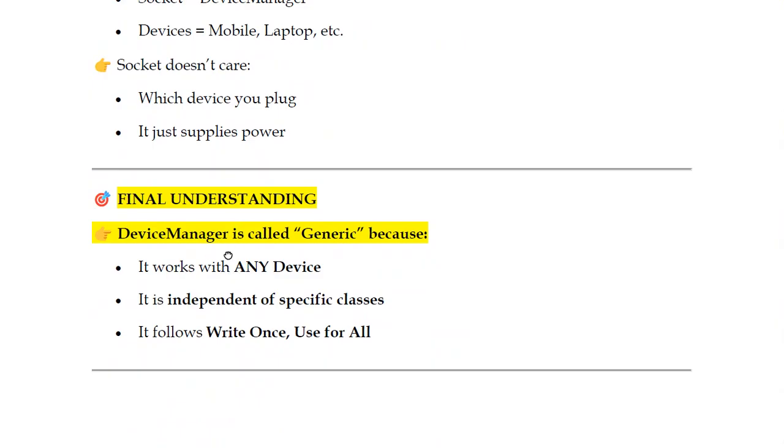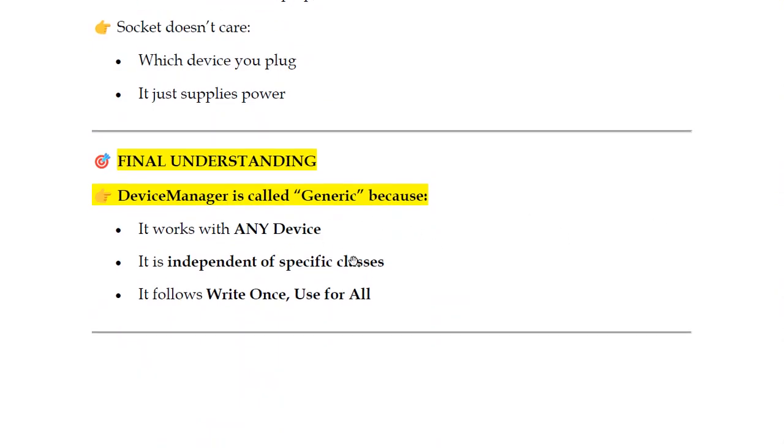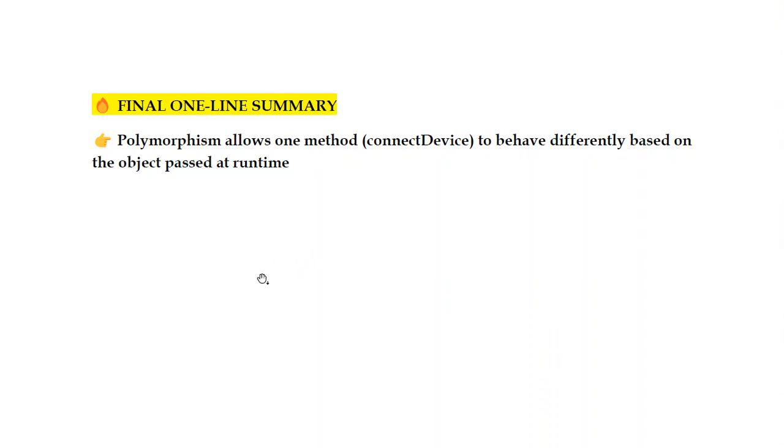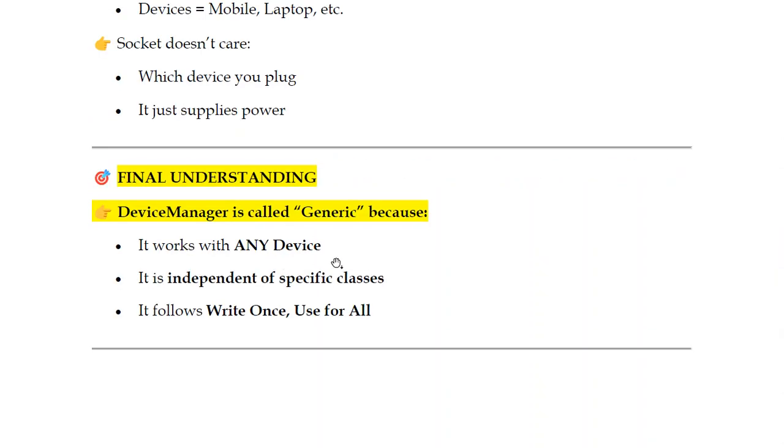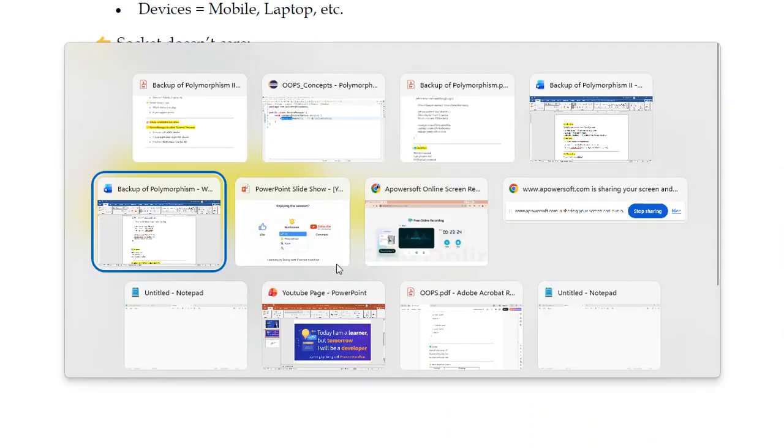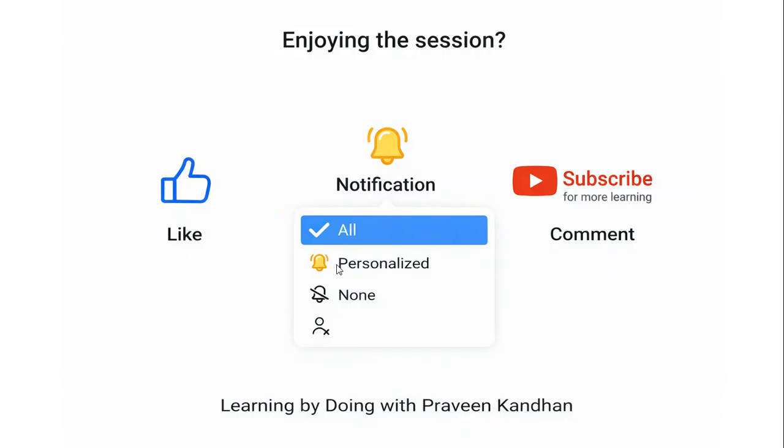So, final understanding: DeviceManager is called generic because it works with any device. It is independent of specific classes. You write it once and it is used for all. Now the important thing, match the definition. Polymorphism: one method, connectDevice, behaves differently based on the object at runtime. Final summarization: I know this session is too long, but it's very important. If you clear the fundamentals, the remaining sessions are simple and easier to follow.